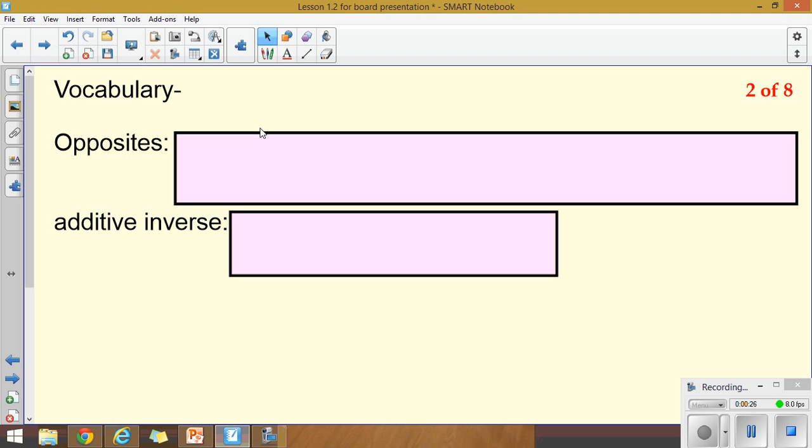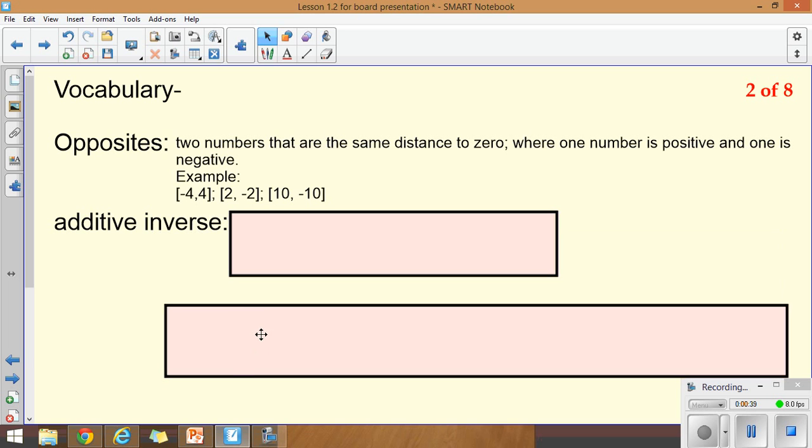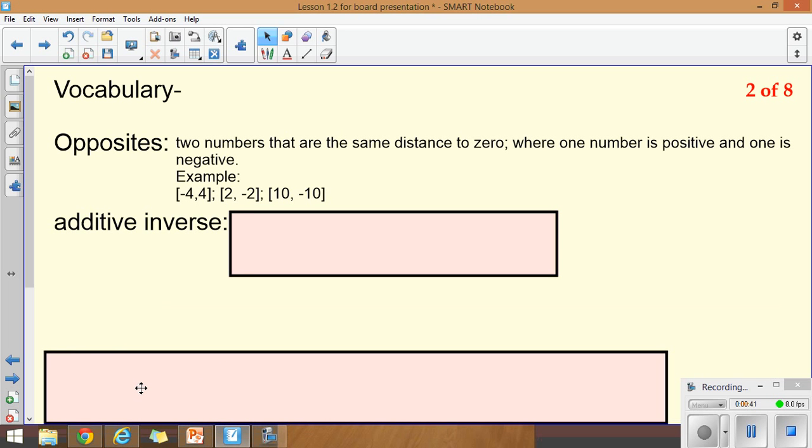Before that, some vocabulary I'd like for you to write down and understand as we use it throughout not only chapter 1 but throughout the rest of our units. The first word is opposites, so please be sure you write this down. Opposites mean two numbers that are the same distance to 0, where one number is positive and one number is negative. For example, -4 and 4 are opposites.